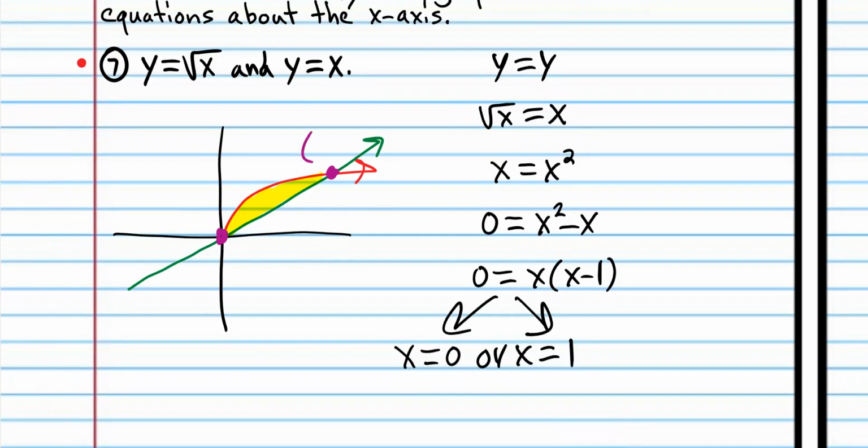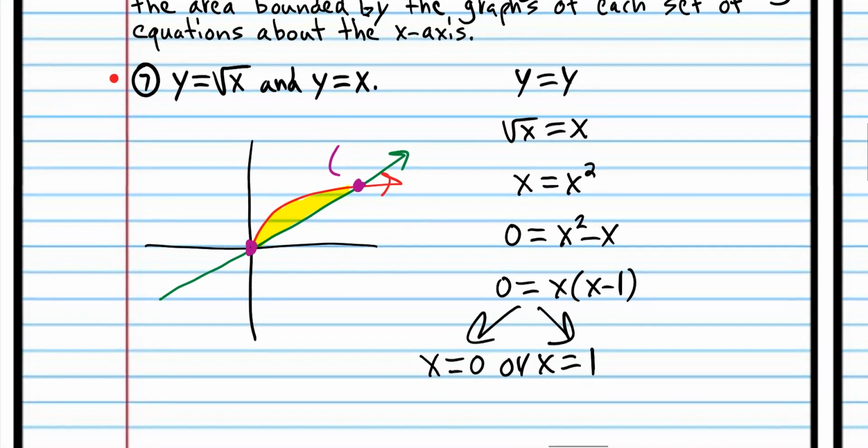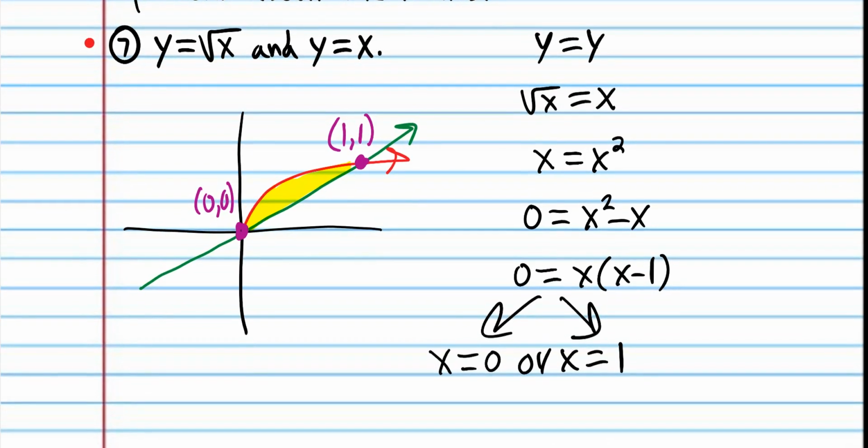So this point here is, if you plug in 0 for x, or if you plug in 1 for x, you get 1. So that's 1, 1. And this point here is 0, 0. Now we're going to rotate that about the x-axis. So we're going to get something that looks like this.